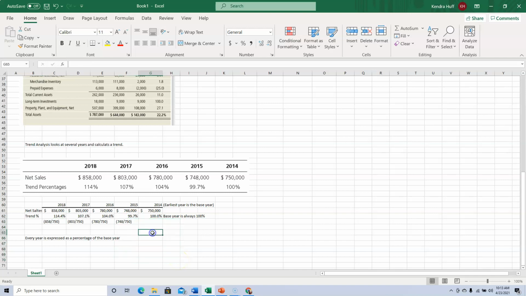All right, so what you can see here is that while net sales decreased in 2015, they've increased steadily since. And by 2018, our sales are 114% of what they were in 2014. So they've basically gone up by 14% over the years.